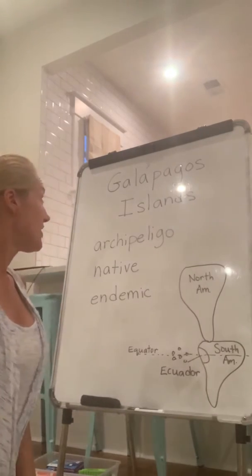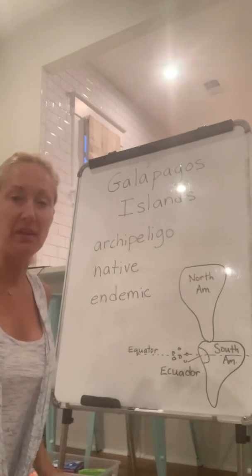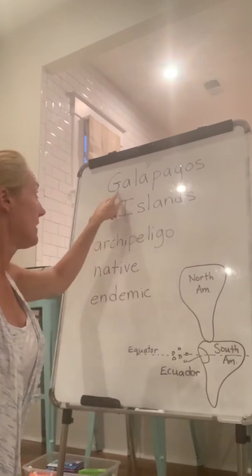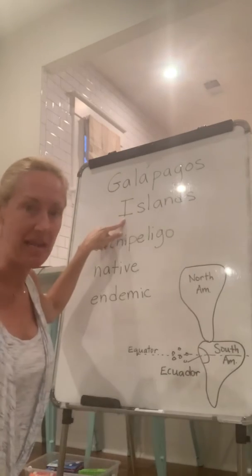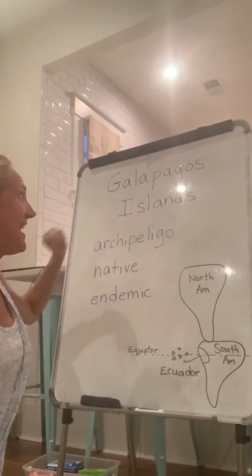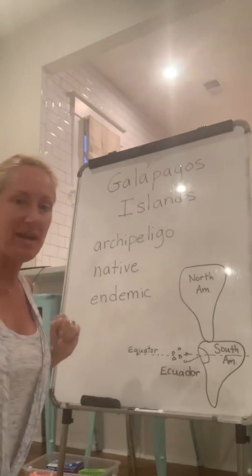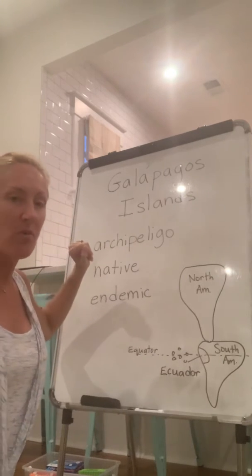Today we are going to be starting a new unit where we're going to be talking about the Galapagos Islands. Galapagos Islands, and I gave it capital letters. It's the name of a place, right? And Galapagos is a Spanish word. And we're going to talk a little bit more about it in a minute.